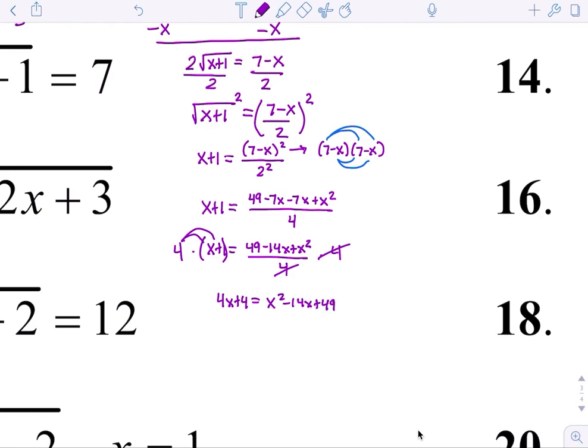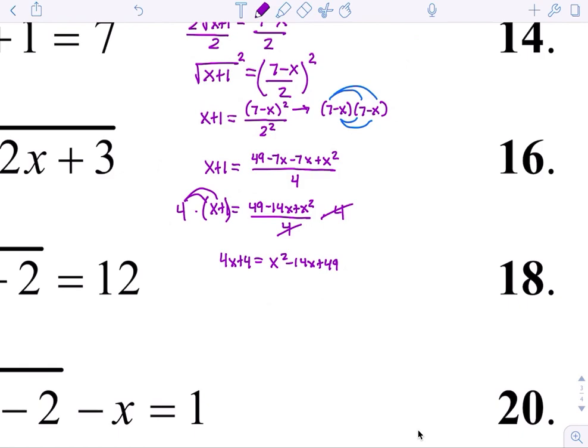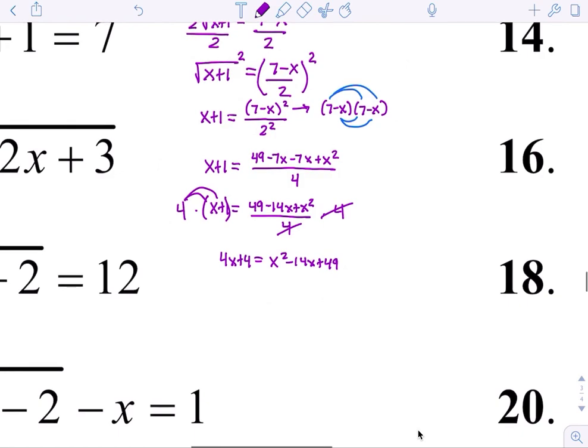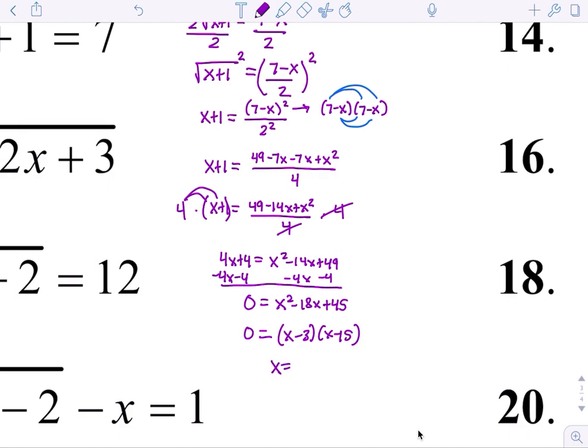And then basically I just solve for that. So minus 4x minus 4 to both sides. I get 0 is equal to x squared minus 18x plus 45, and I factor that out, which you would get x minus 3 and x minus 15. So our answer is x is equal to 3 and x is equal to 15.